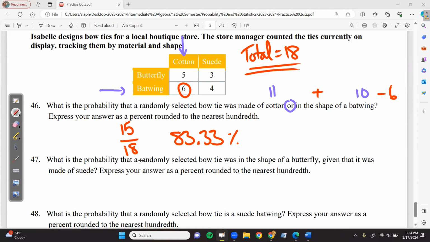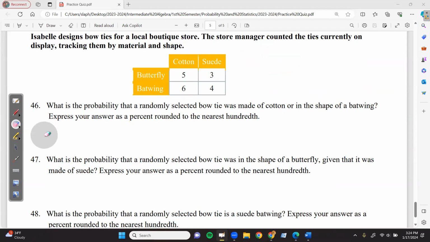Question 47 is the given problem. So the effect of the given is that we shrink our denominator. So if it says given that it was made of suede, all I do now is I keep the suedes and I say cotton bow ties, you're dead to me. I need you to take that approach. I need you to think that way and say if it's a given problem, the ones that are not included in that disclaimer statement thing, get them out. Okay. So my new denominator is now 7 because there are only 7 that are suede.